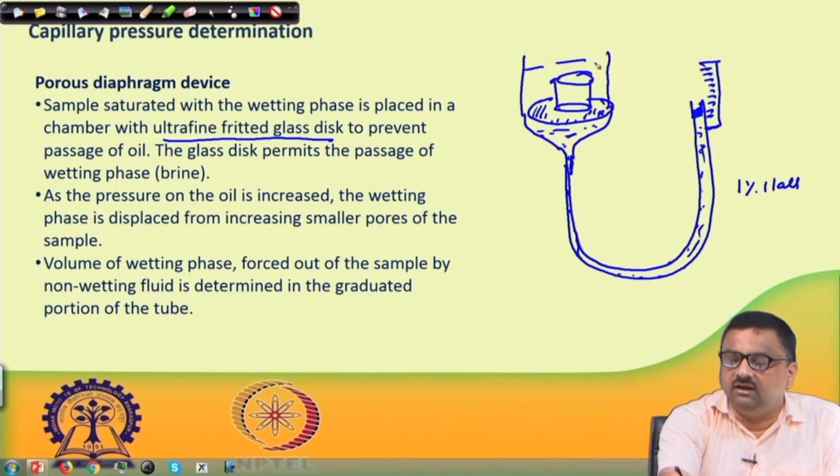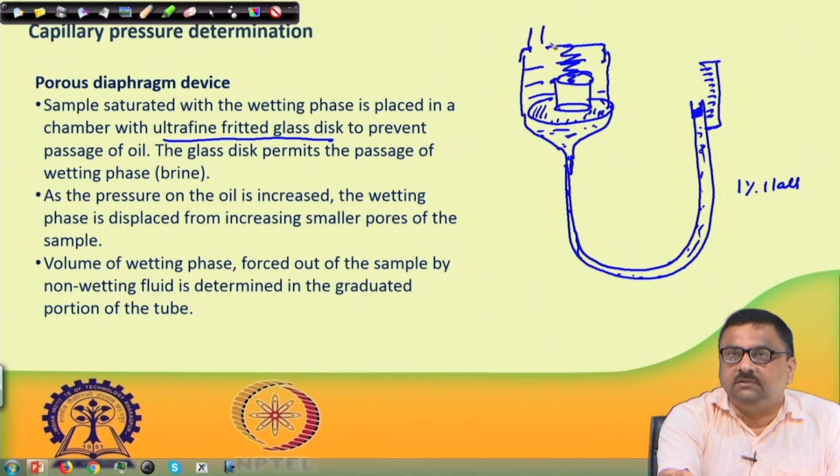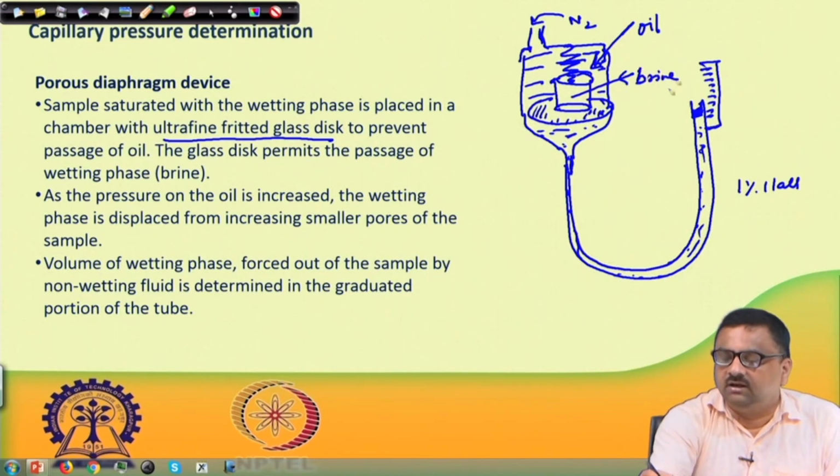This chamber is filled with oil, and then there is a top and there is a spring by which this porous medium is held in place. From the top there is a nitrogen connection, and one can change the nitrogen pressure. So this is all filled with oil. Originally there was brine or water inside this porous medium.